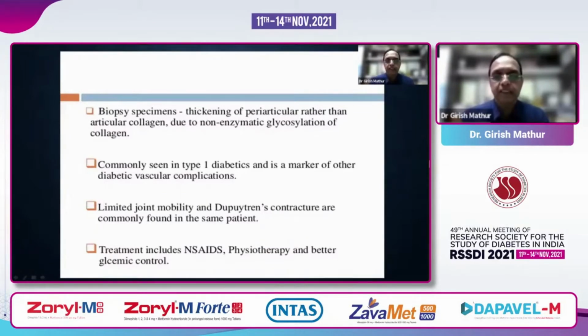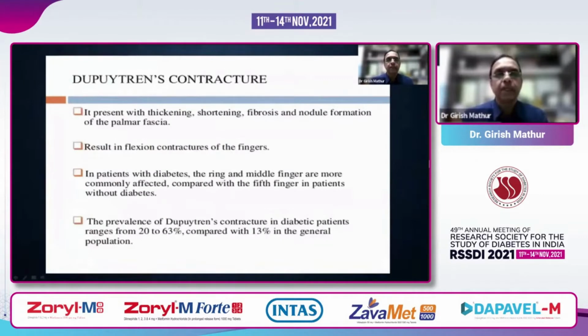Treatment is NSAIDs, physiotherapy, and glycemic control. Another condition is Dupuytren's contracture. It presents with thickening, shortening, fibrosis, and nodule formation of the palmar fascia. It results in flexion contractures of the fingers.